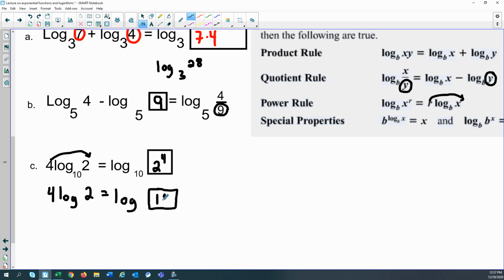You could write that as just 16. You multiplied it out. Okay, so that's giving you a little bit of some of the properties that we're working with.